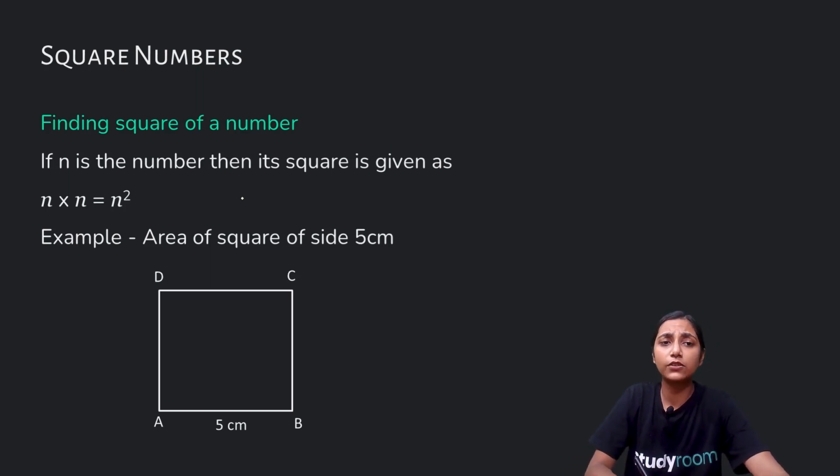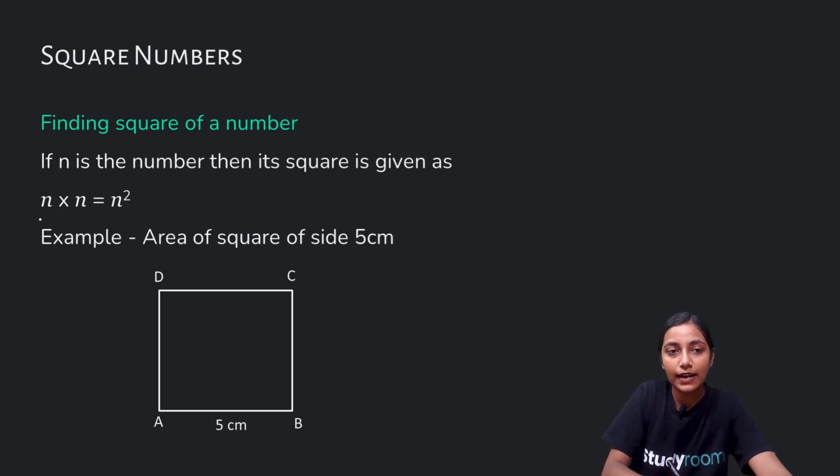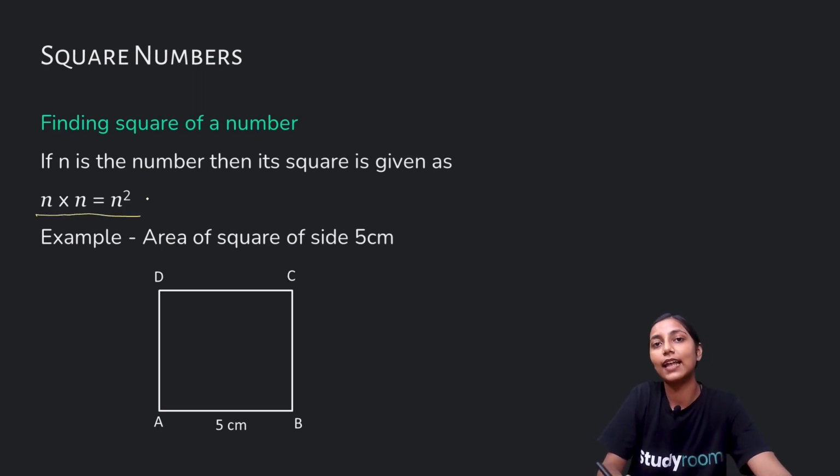What's next? Finding the square of a number. How do we find the square of a number? We know that if n is the number, then its square will be given by n into n, that is n square. We write it as n raised to power 2 and it is read as n square. So this is how we can find the square of the given number.